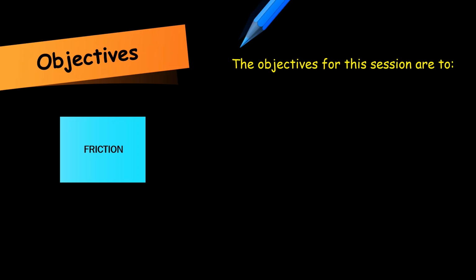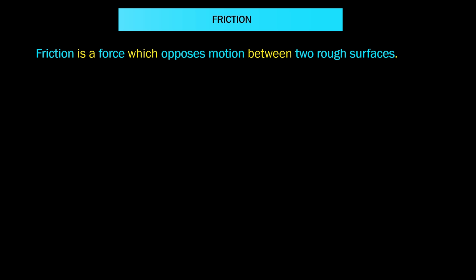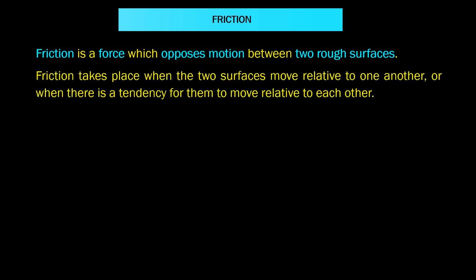The objectives for this session are to understand friction and the coefficient of friction, and use F less than or equal to mu times R. Friction is a force which opposes motion between two rough surfaces. Friction takes place when the two surfaces move relative to one another or when there is a tendency for them to move relative to each other.